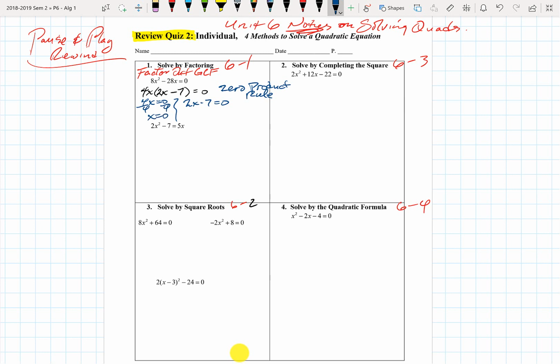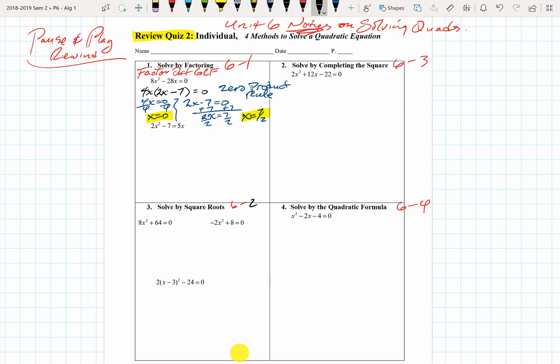And then 2x minus 7 equals 0. Well, let's add 7. Let's do a little bit of algebra here. And you get 2x equals 7. Divide by 2, and you get 7 halves. So x equals 7 halves, or 3.5. So we get two results here. We get x equals 0, and x equals 7 halves. You have to use the zero product rule when it comes to any factoring problem when you solve equations.